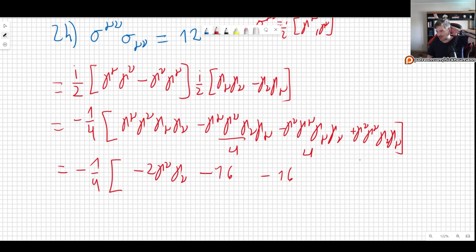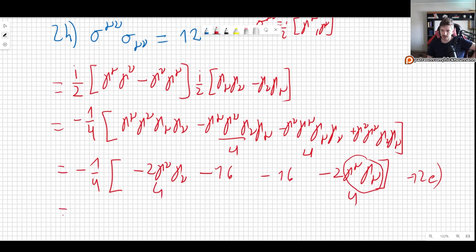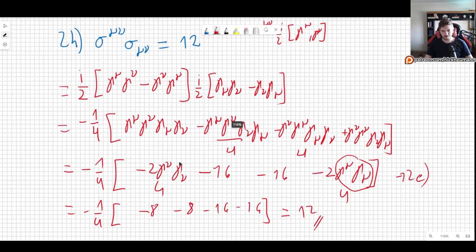Then we have this right here where we can do the same thing as before. We have nu, mu, nu. So this is minus 2 times gamma mu, gamma mu, using the previous result from part 2E. So this thing right here, gamma mu, gamma mu, is also 4, so we end up with minus 1 over 4. And we have minus 8, minus 8, minus 16, minus 16. What is this? Minus 32, minus 48. Yes, it's minus 48. And then we divide by 4 and the minus sign, so this is 12. There we go. Next one.